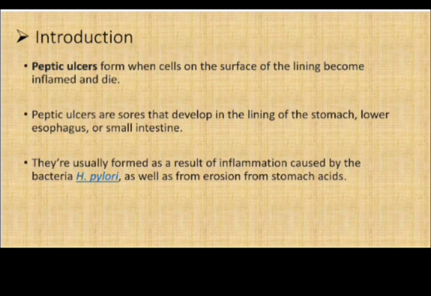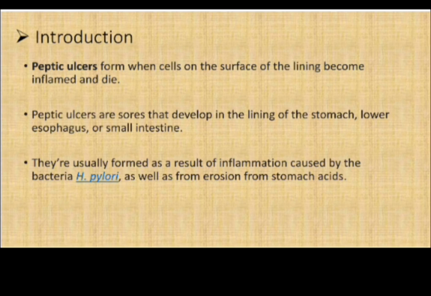Anti-ulcer drugs are the drugs which are used to cure ulcer. The first major cause of ulcers is peptic ulcer. Introduction. Peptic ulcers form when cells on the surface of the lining become inflamed and die. Peptic ulcers are sores that develop on the lining of the stomach, lower esophagus and small intestine.